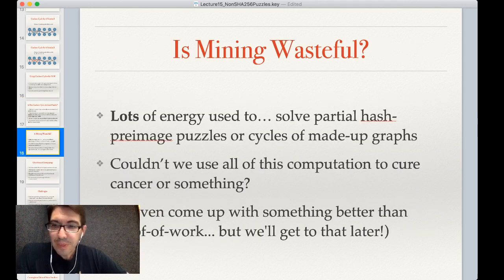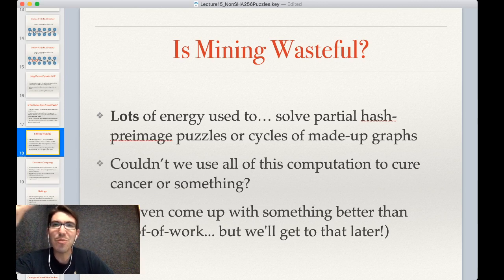So let's go a little bit further afield. Is mining wasteful? We're spending a lot of energy here, a lot of electricity. I've already mentioned Bitcoin uses more electricity right now than Switzerland does. But what are we doing with that? We're solving partial hash pre-image puzzles. We're finding cycles in graphs that we make up.